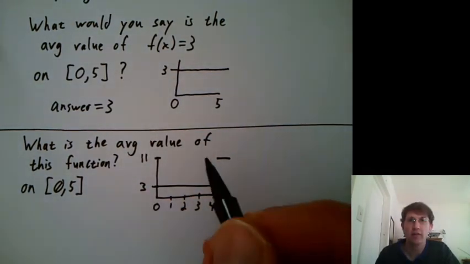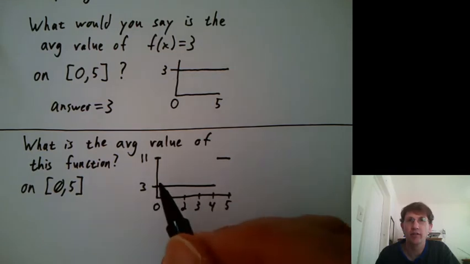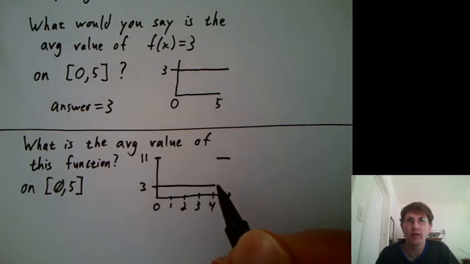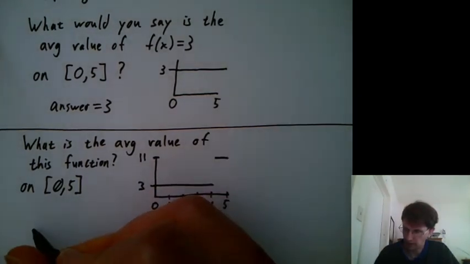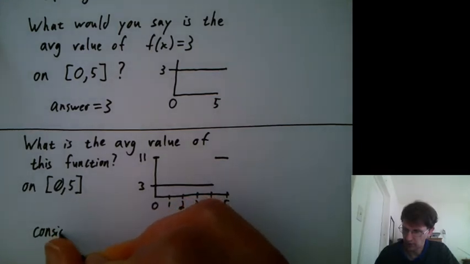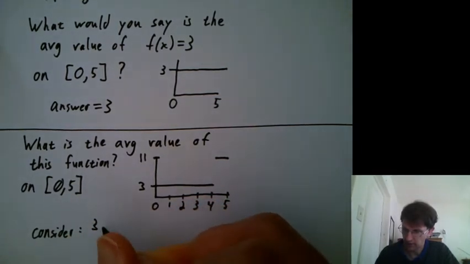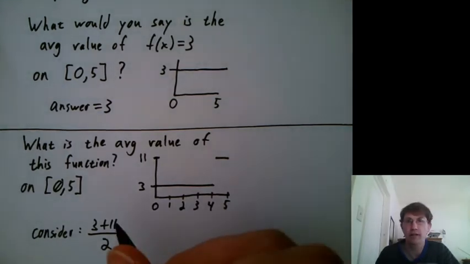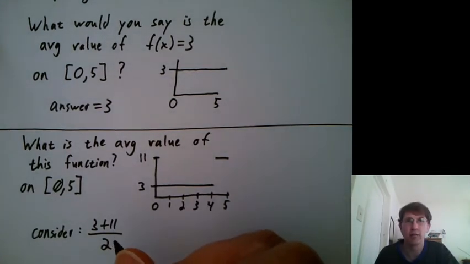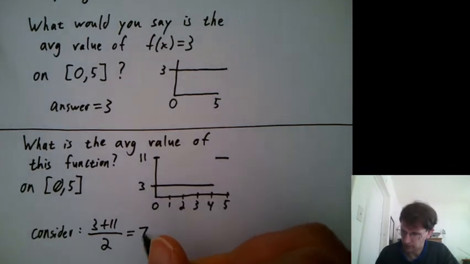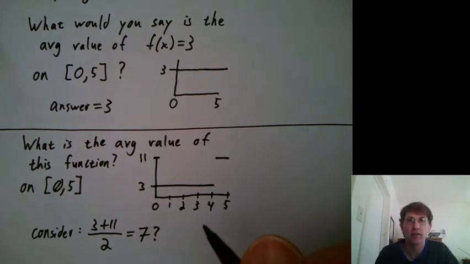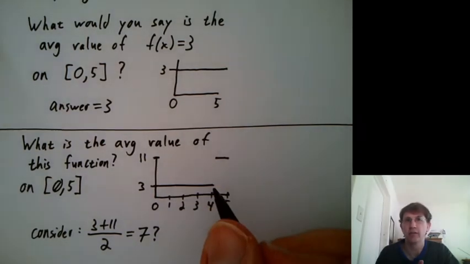How about this function? What would you say is the average value of this function where it's 3 from 0 to 4, and then it's 11 from 4 to 5? So take a sec to think about that. One answer might be, well, it's 3 and then it's 11, and I know how to take the average in stats class. I just add the stuff and divide by the number of things I added. That would be 14 over 2, which would be 7. Do you agree that the average of those is 7?